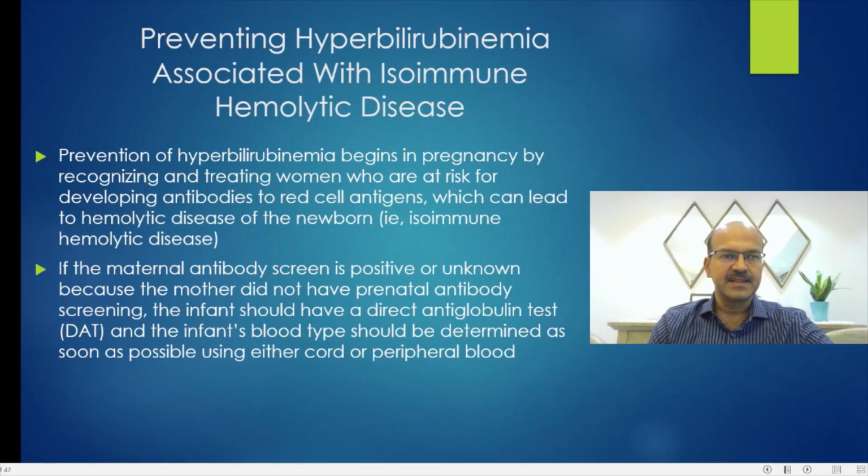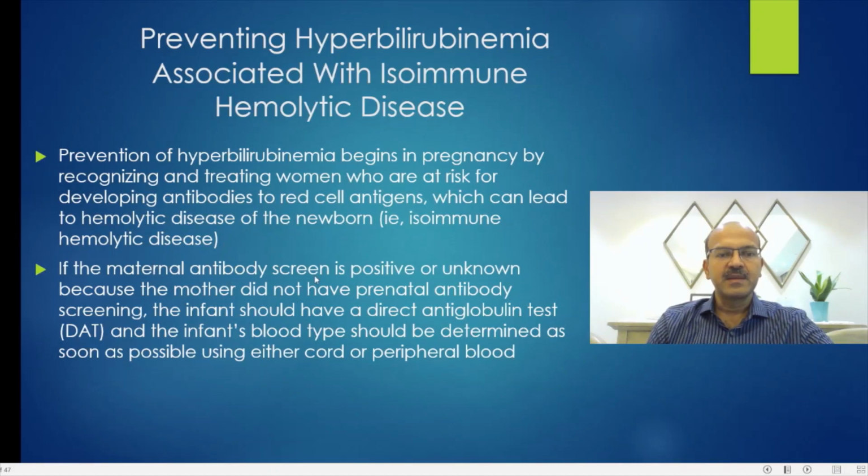We will discuss that later. Prevention of hyperbilirubinemia begins in pregnancy by recognizing and treating women who are at risk of developing antibodies to the red cell antigens, which can lead to hemolytic disease in the newborn. We also call it isoimmune hemolytic disease.